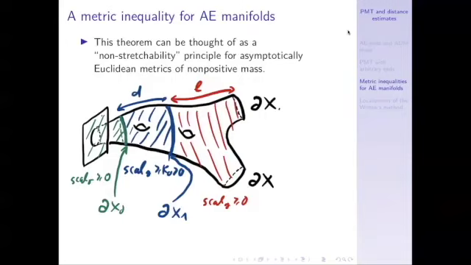Notice that this theorem can be thought of as a non-stretchability principle. So in other words, once we have information on this region of the manifold, then we know that the metric cannot be extended more than a certain distance L if we want to keep the scalar curvature non-negative.